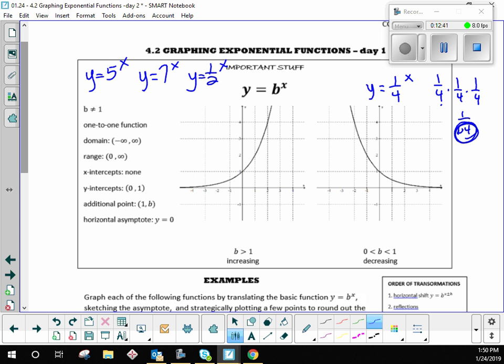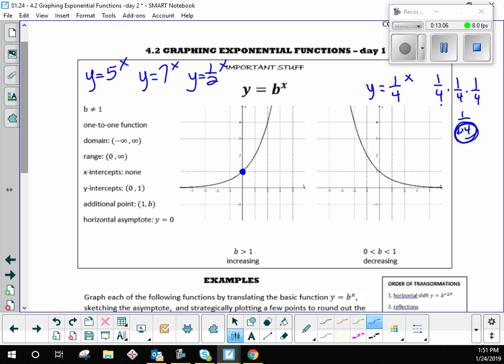But they do have some things in common every time, and those are listed here. The domain is always all real numbers. The range is from 0 to infinity, because no matter what you plug in for x, that will never actually equal 0. It will never hit 0. There are no x-intercepts because it never crosses. There's always going to be a point here at 0, 1.